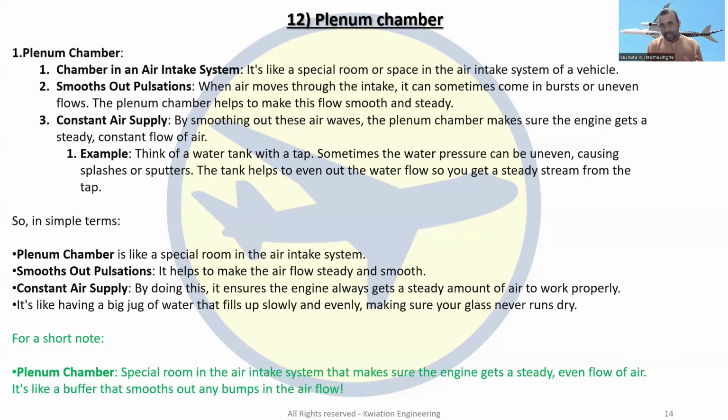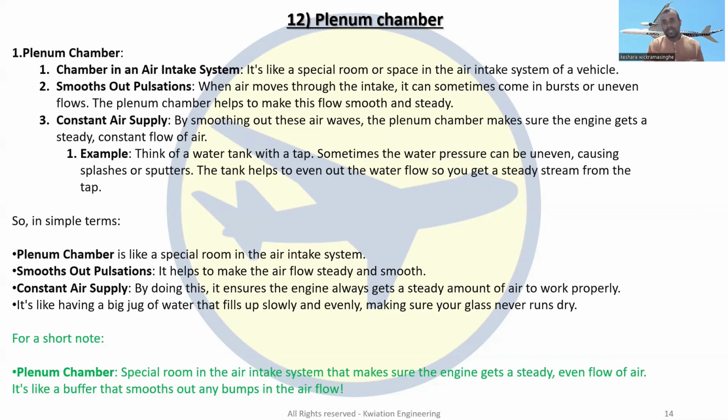For example, think of a water tank with a tap. Sometimes the water pressure can be uneven, causing splashes or sputters. The tank helps to even out the water flow so you get a steady stream from the tap.